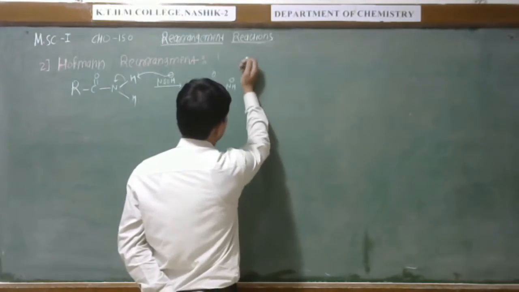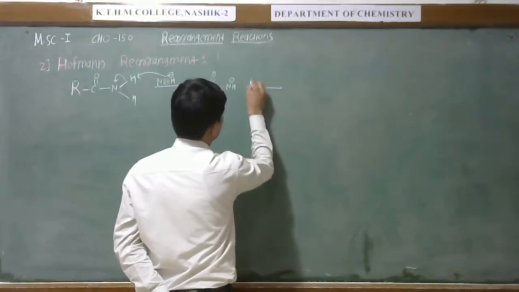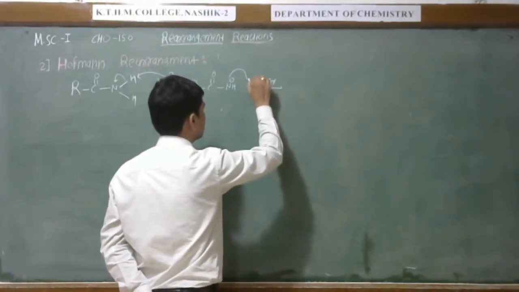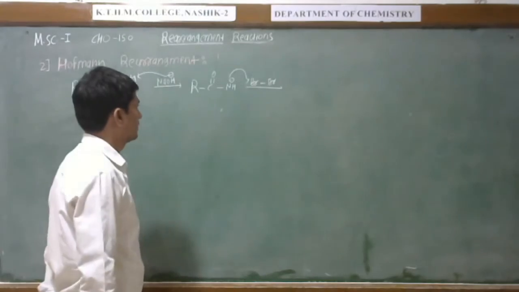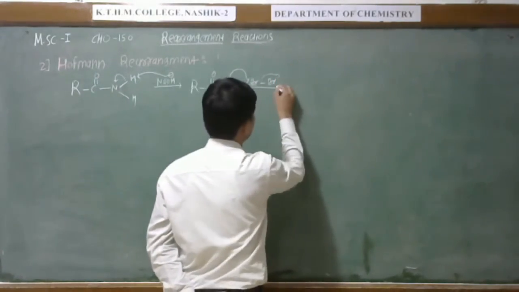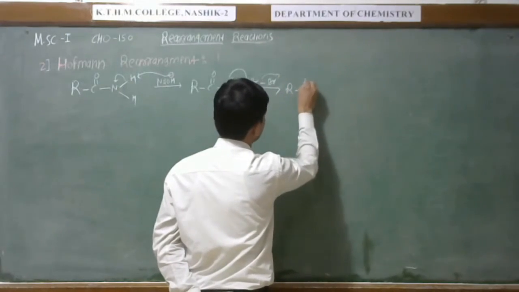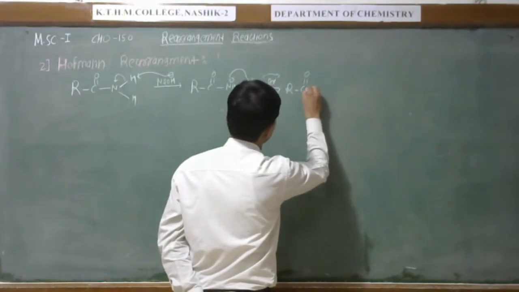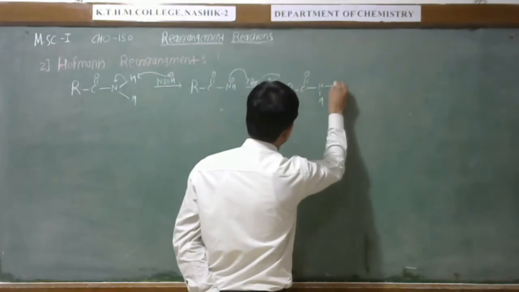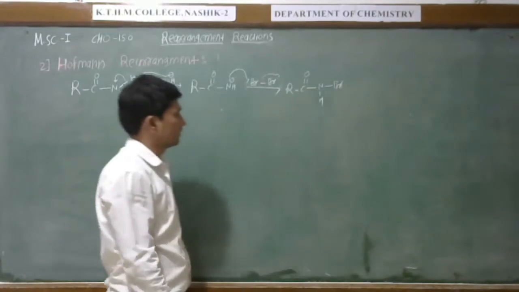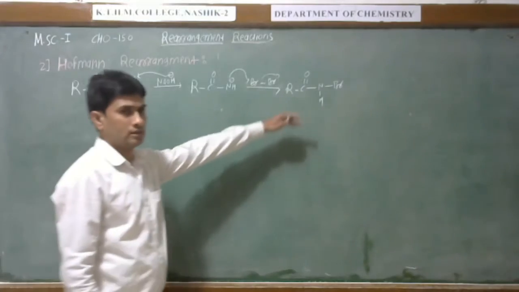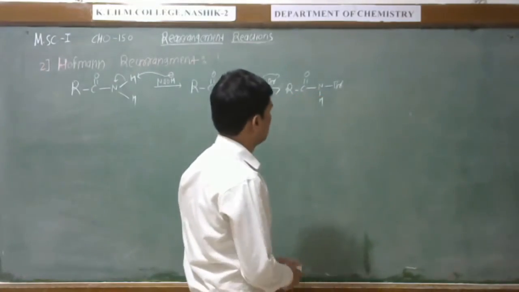When this reacts further with bromine, this negative charge takes the bromine here, and one bromine will be removed, and we get the structure RC double bond O, this is the nitrogen, this is hydrogen here, and this is the bromine here. So this is nothing but the N-bromoamide.